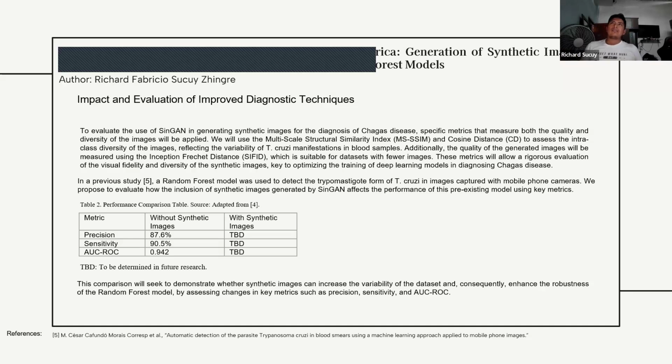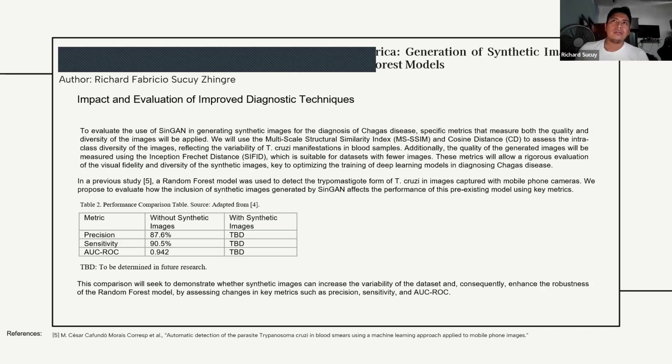This study is about the implementation of the SinGAN architecture for detection of Chagas disease, evaluated through random forest models. And why random forest models? Why are they important?